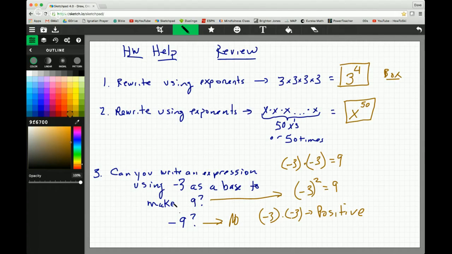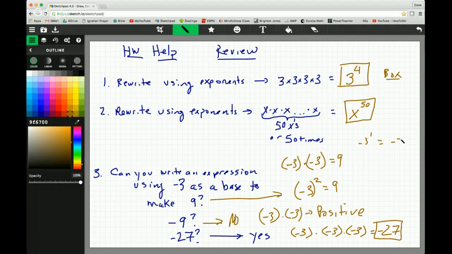But can we then make, let me just extend it further, can we make -27? The answer is yes, because that would be -3 times -3 times -3. And that's -27. So it's interesting. With -3 as a base, it's going to flip-flop. So (-3) to the 1 is equal to -3. (-3) to the 2 is +9.